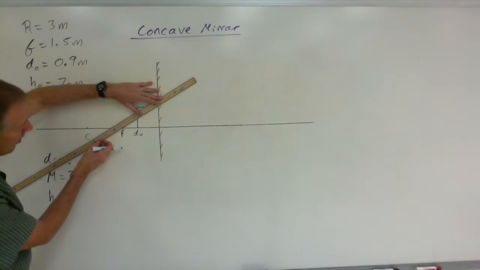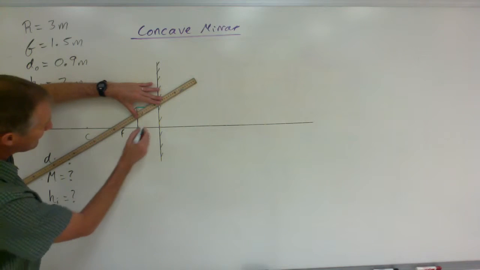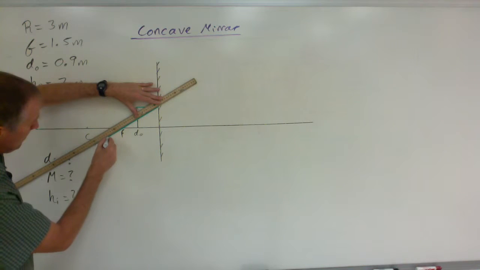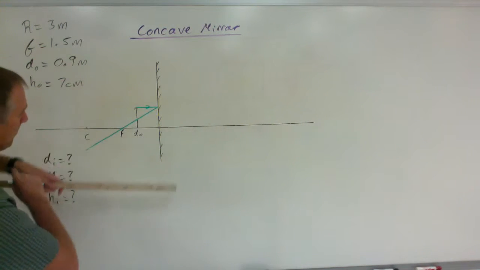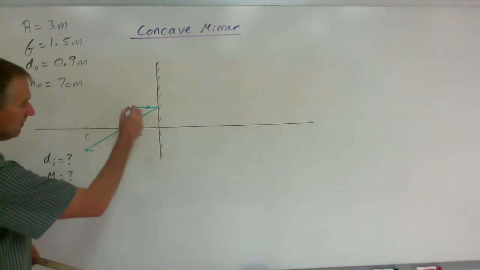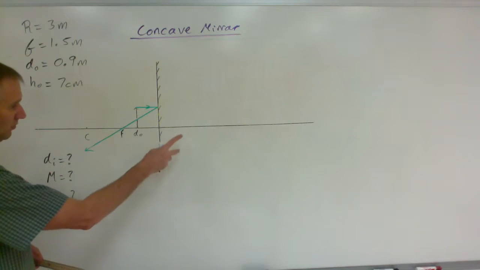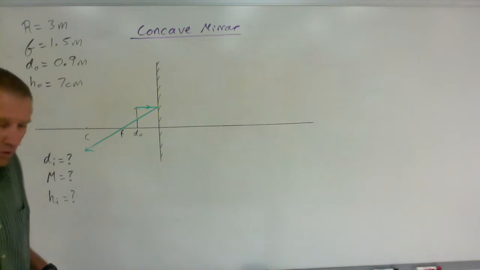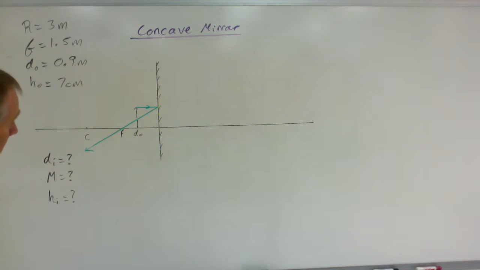Again, how do I know it reflects through the focal point? Because that's the definition of the focal point. The focal point is defined as follows: any rays parallel to the principal axis will reflect, obeying the law of reflection, through this common point that we call the focal point. All right, so we have one.